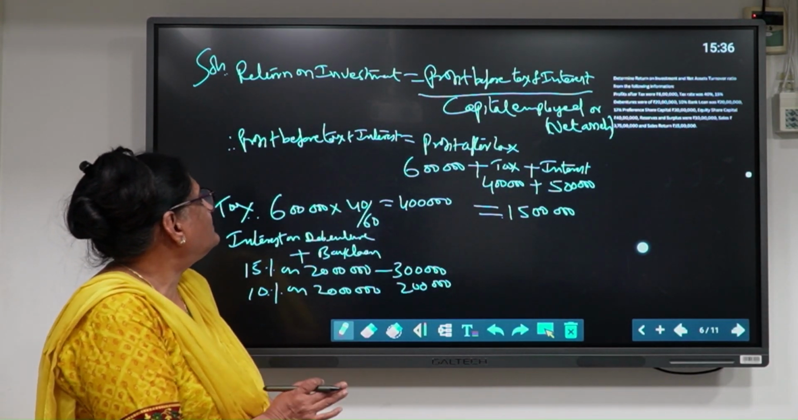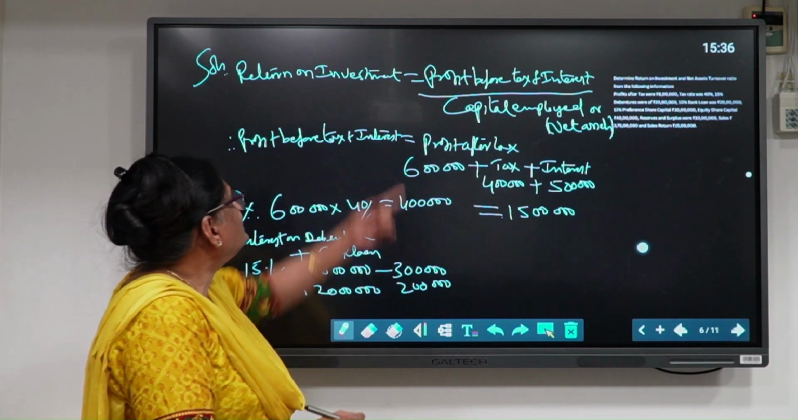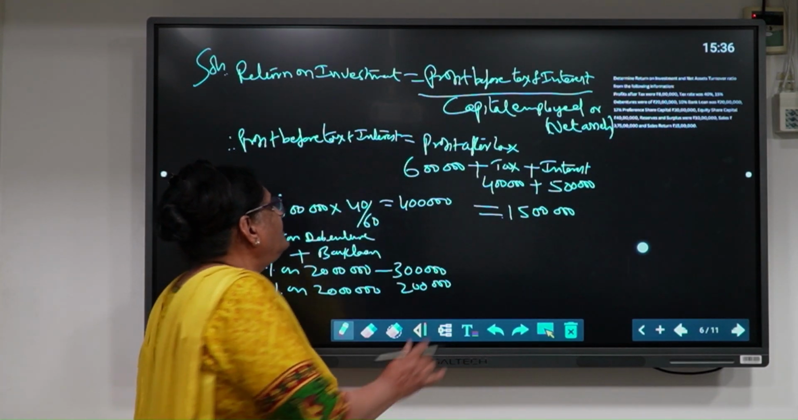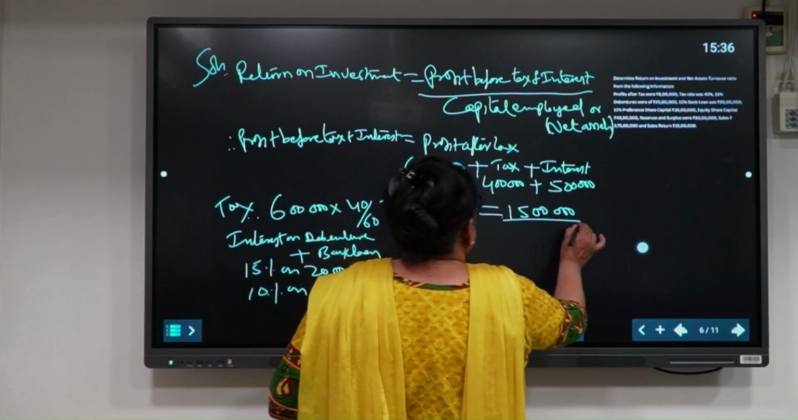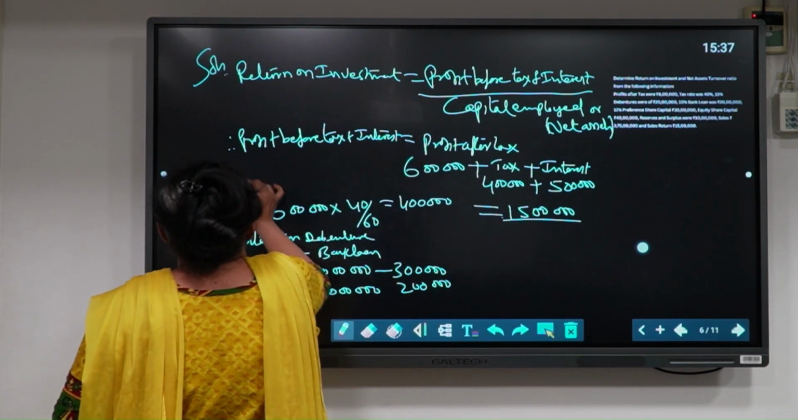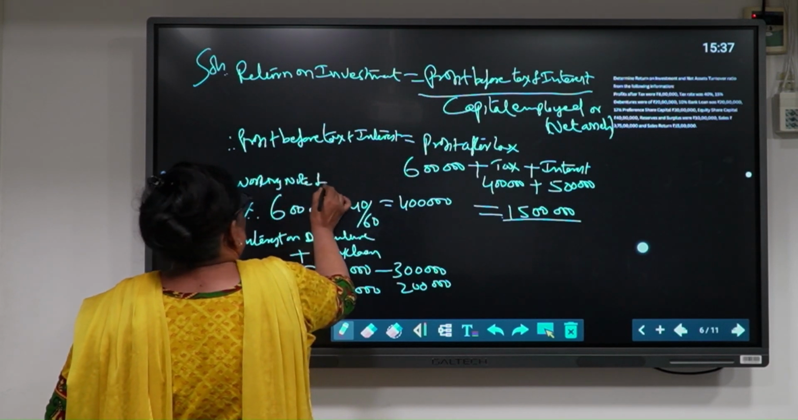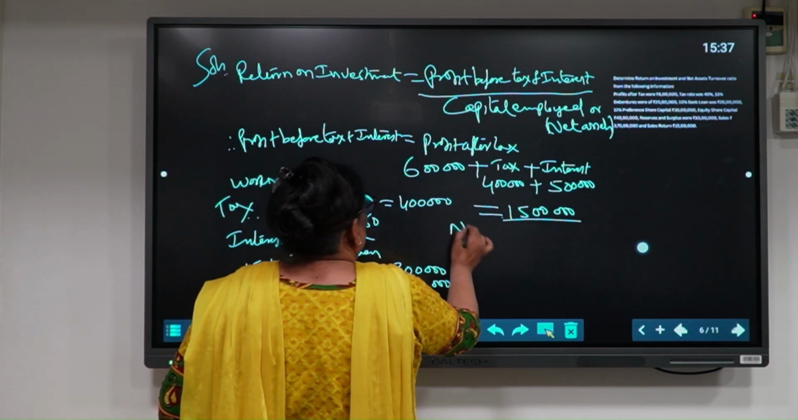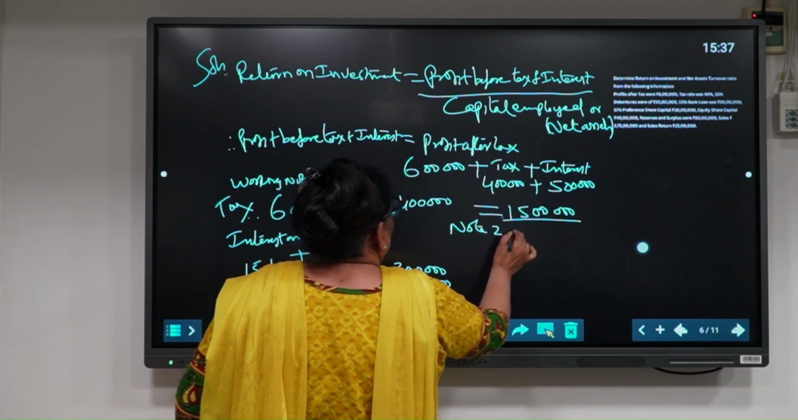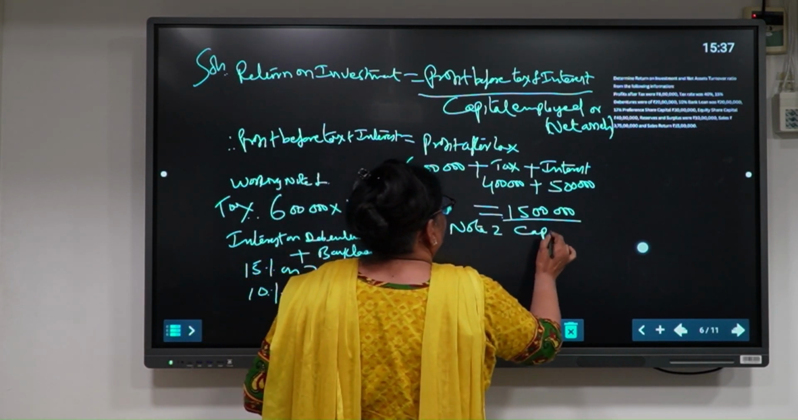Now this is correct, 15 lakhs we have got. 15 lakhs is profit before tax and interest. Fine. This is your working note 1. Now calculation of working note 2, that is capital employed.